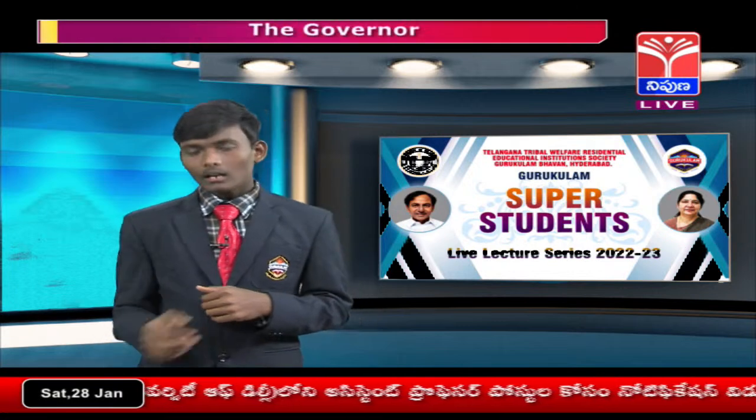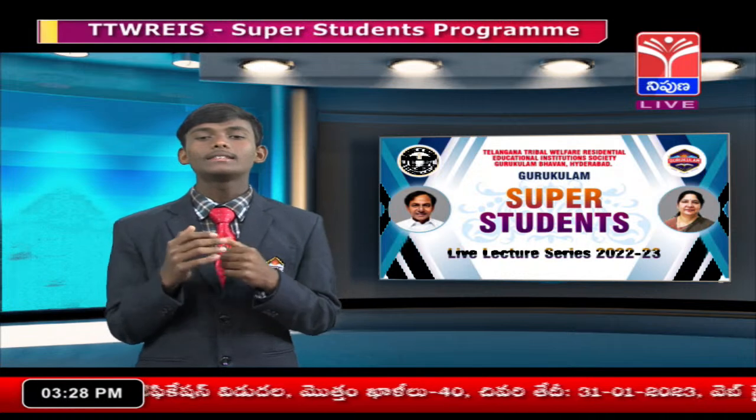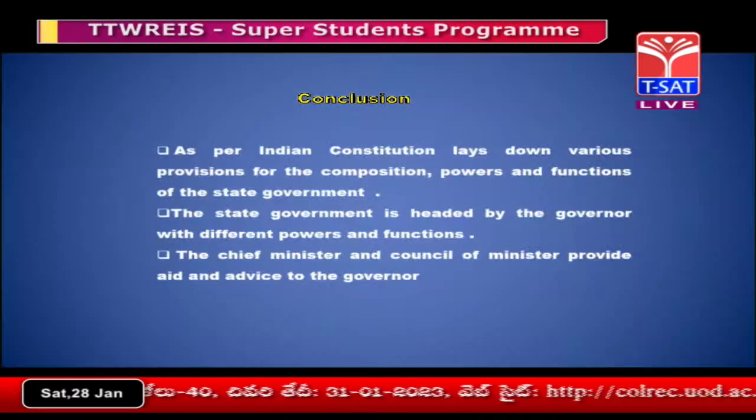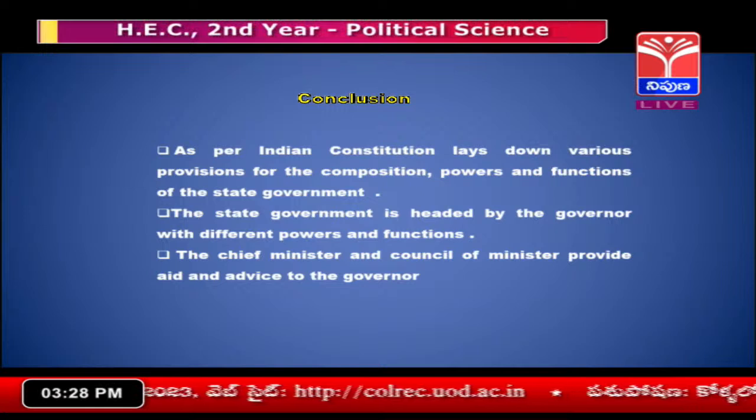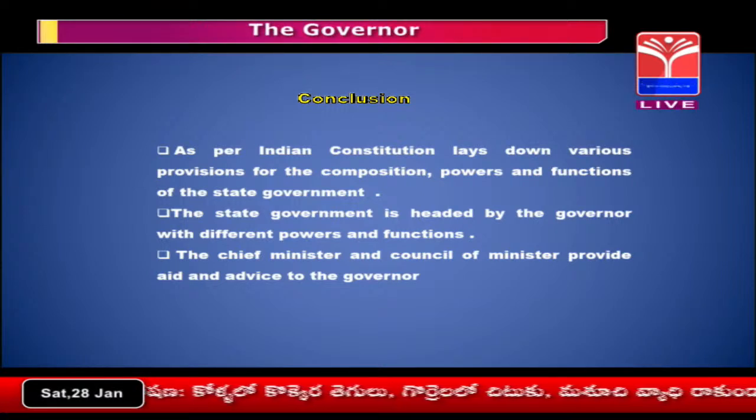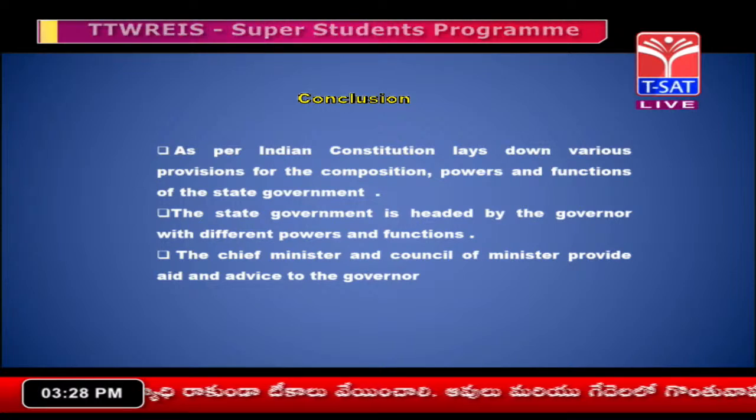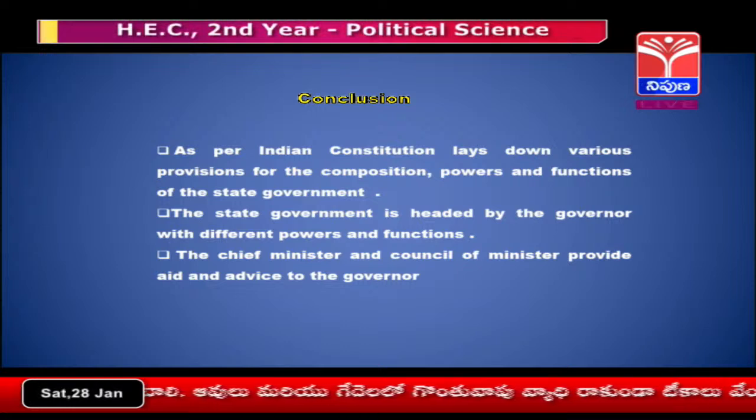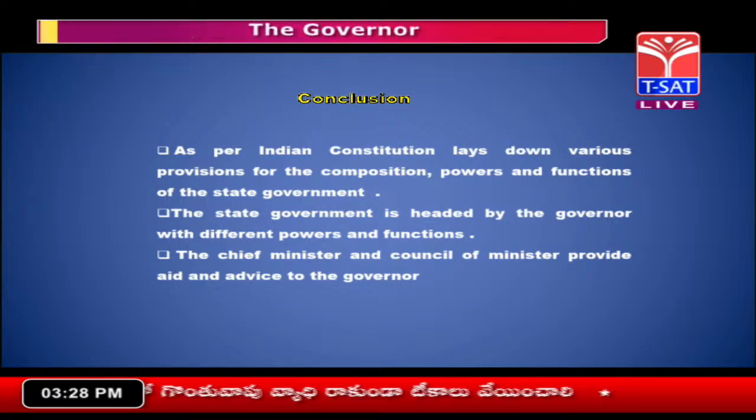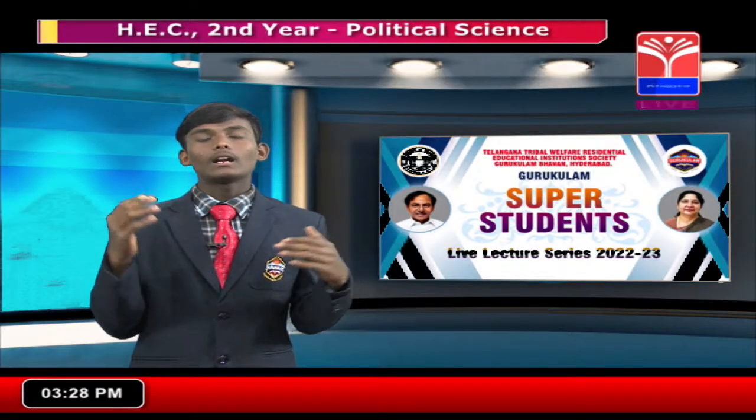And last one, that is conclusion. The Indian Constitution lays down various provisions for the composition, powers and functions of the state government. The state government is headed by the governor with different powers and functions. The Chief Minister and Council of Ministers provide the aid and advice to the governor.